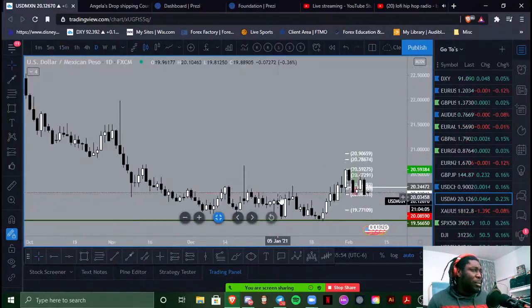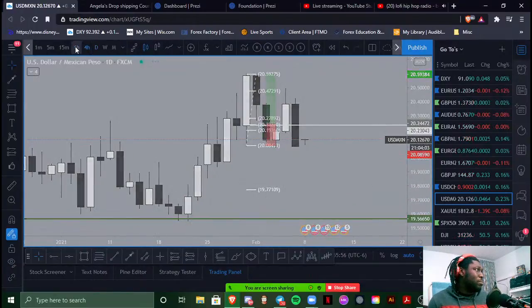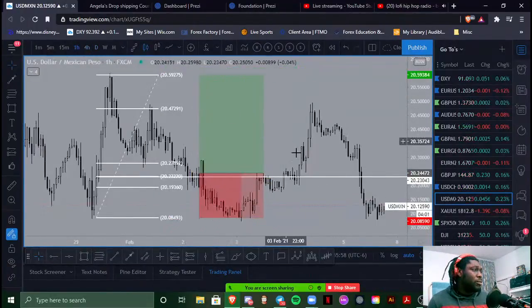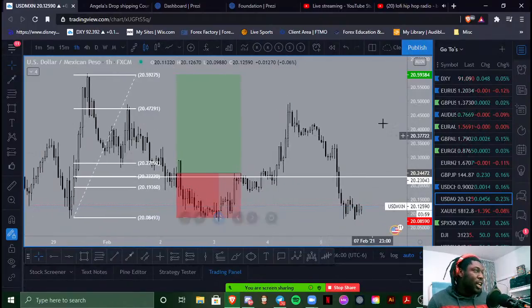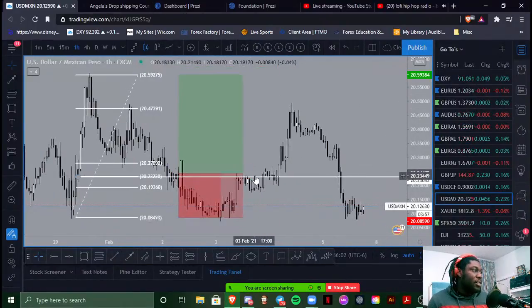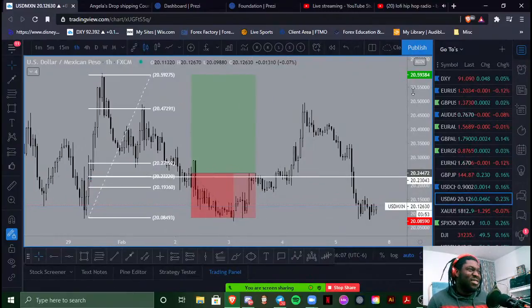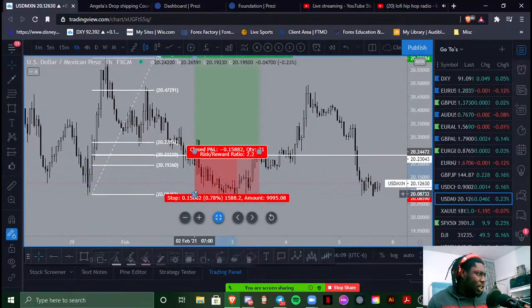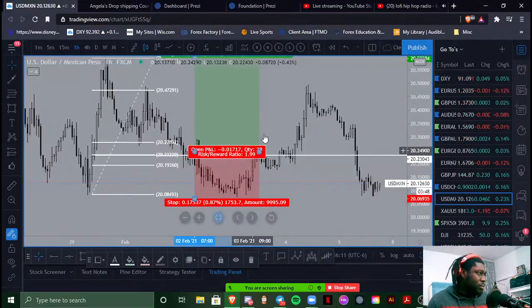I don't know if I called this on my page, to be honest with everybody. But anyways, I got back into this USD Mexican trade right here. Terrible idea, I know. I'm just playing. This is not the stop loss. The stop loss is like right here.